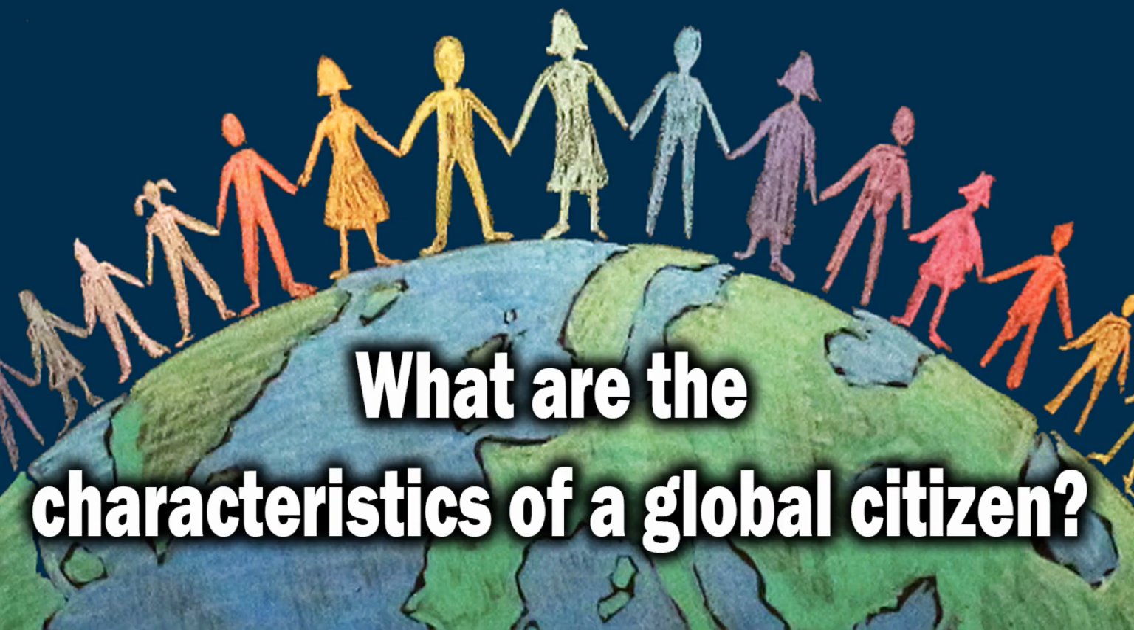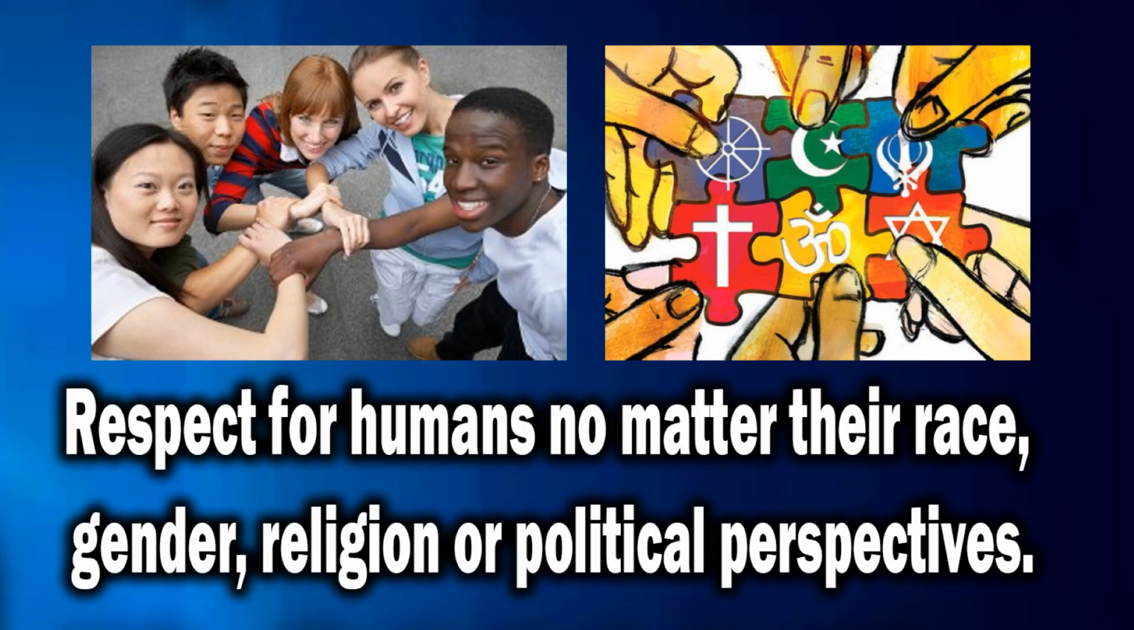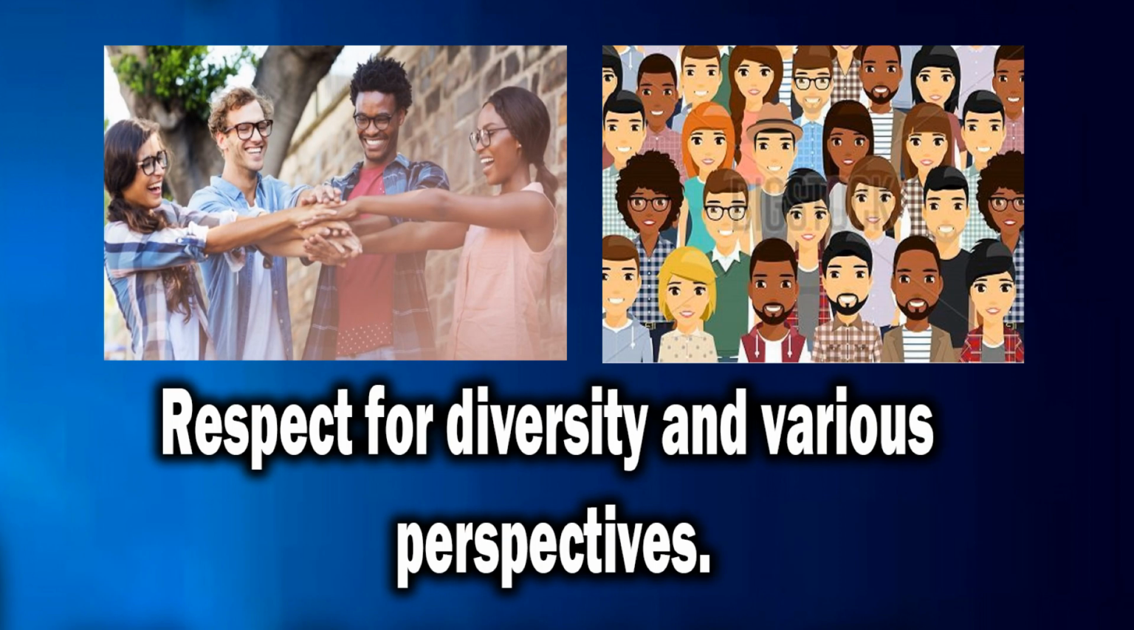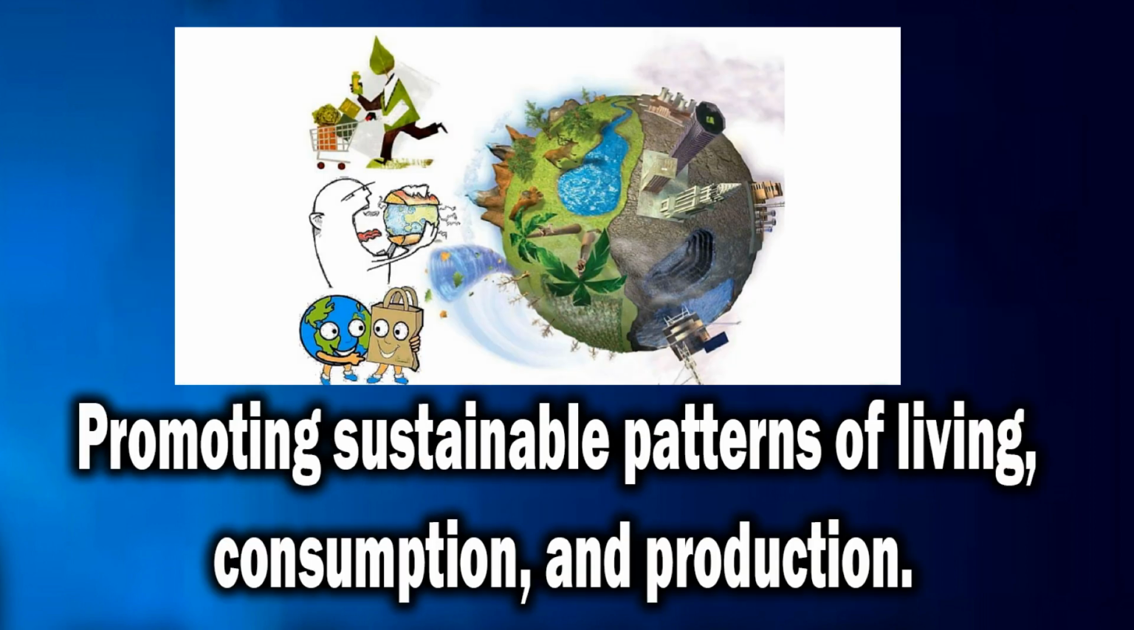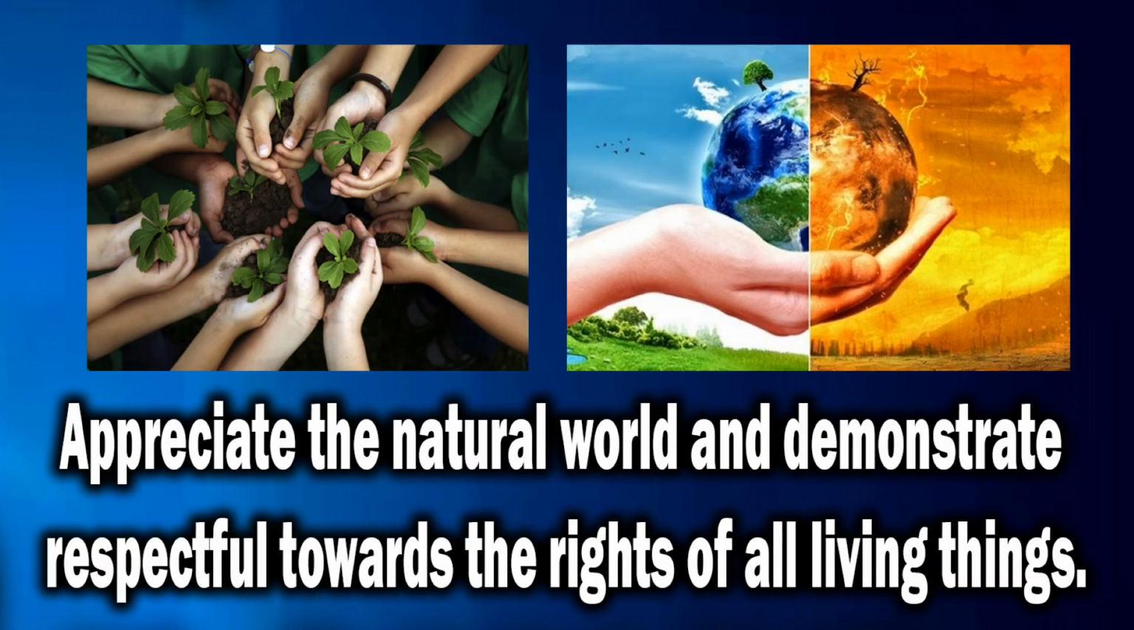According to the Ontario Ministry of Education, 2015, a global citizen should display most or all of the following characteristics. First, respect for humans no matter their race, gender, religion or political perspectives. Second, respect for diversity in various perspectives. Third, promoting sustainable patterns of living, consumption, and production. And fourth, appreciating the natural world and demonstrating respect for the rights of all living things.